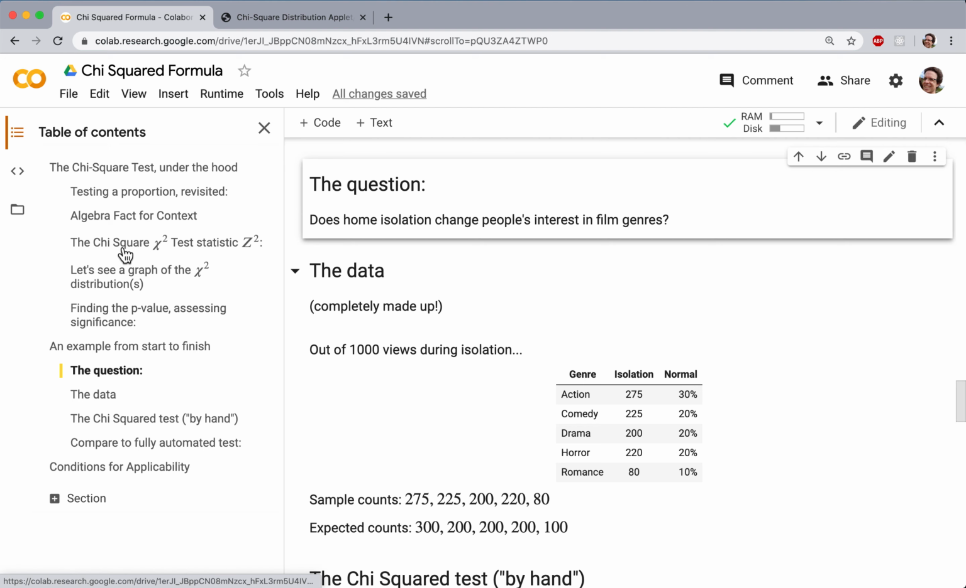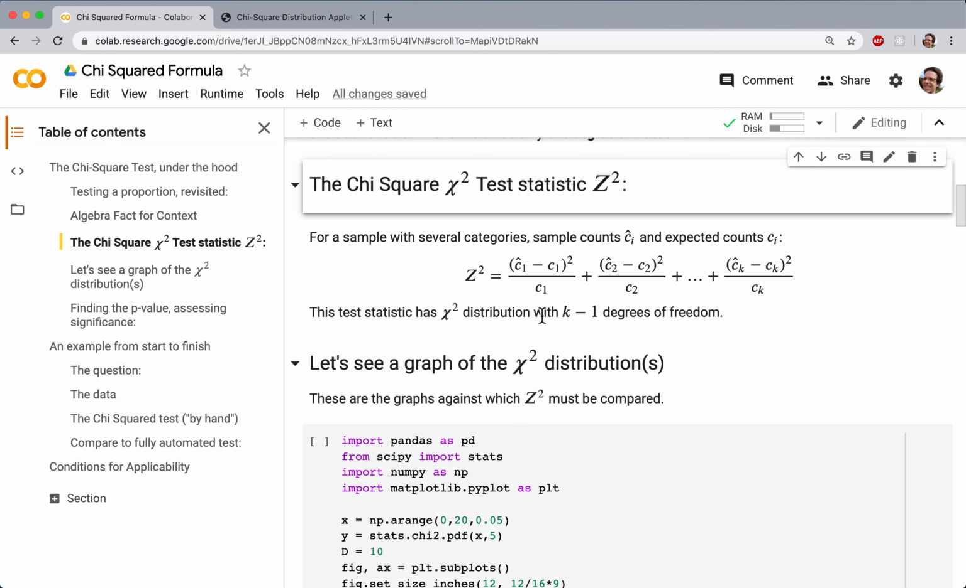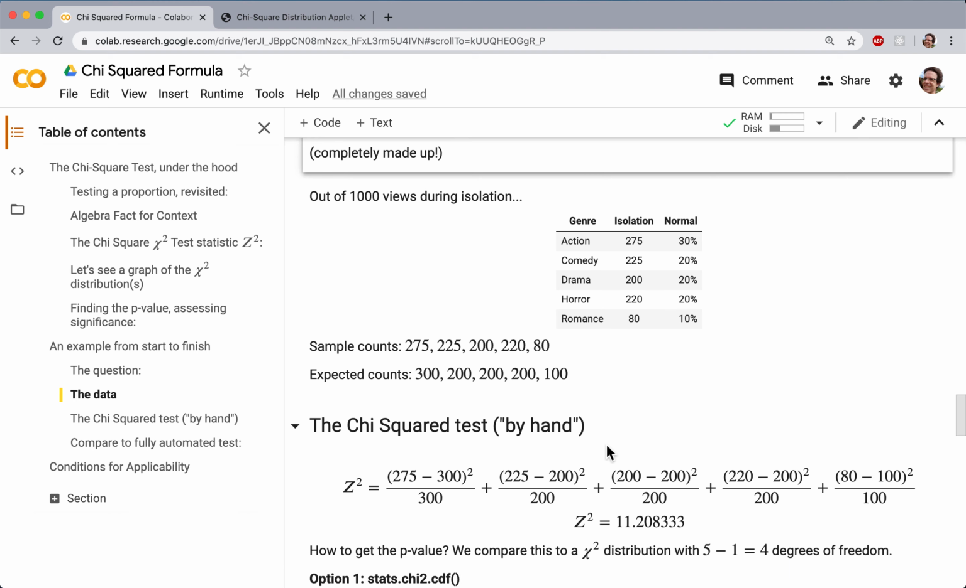So all we have to do is take this formula for the chi-squared test statistic and plug in everything that we know. Let's go down and do that. I plug in these values for the Ci hats in that formula. I plug in these values for the Ci's, and I get (275 minus 300) squared over 300, and so on. Notice I have 5 terms here, 1, 2, 3, 4, 5, because I have 5 film genres being measured.